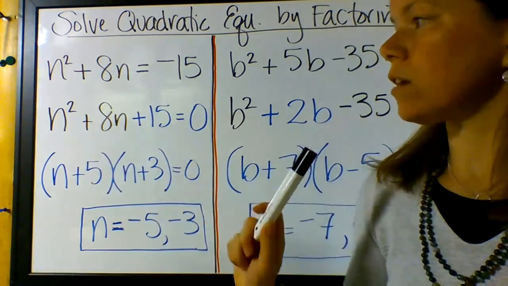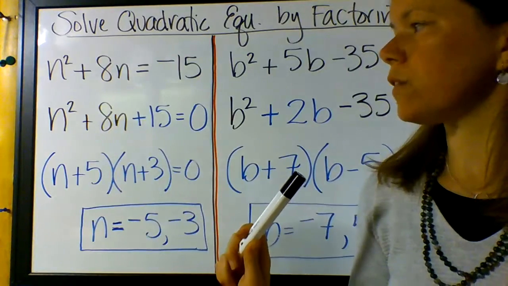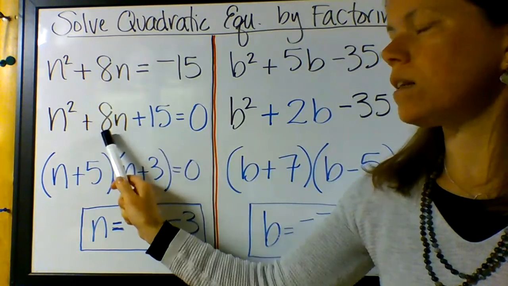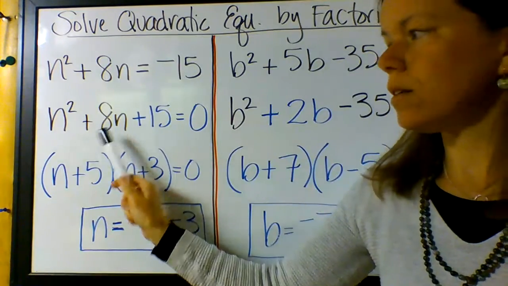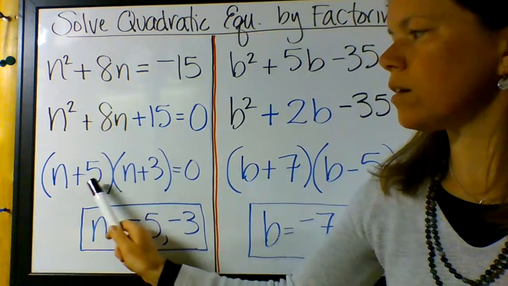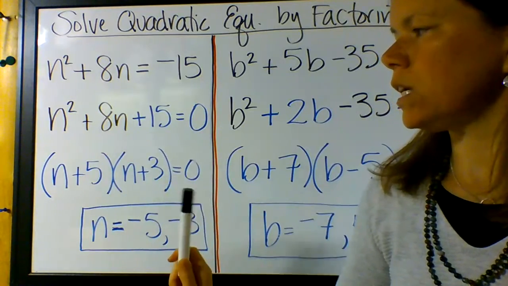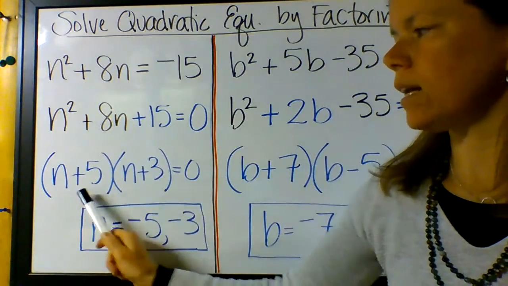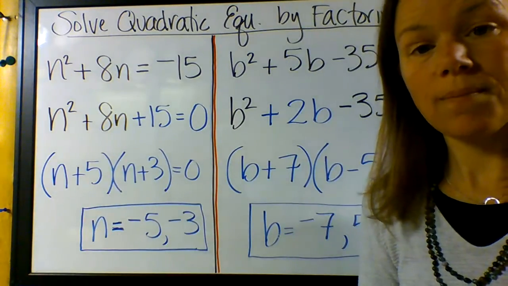So I'm just going to factor this. N squared plus 8n plus 15. What factors of 15 add up to equal 8? I put my n's in place, right? N times n is n squared. 5 times 3 is 15. And 5n plus 3n give me 8n. So it looks like I factored correctly.